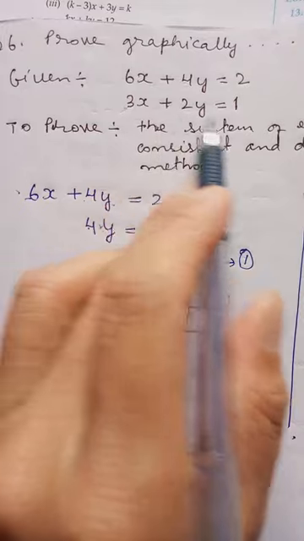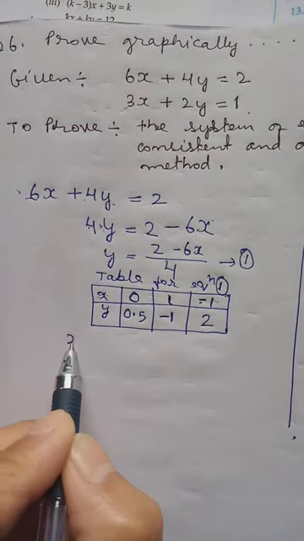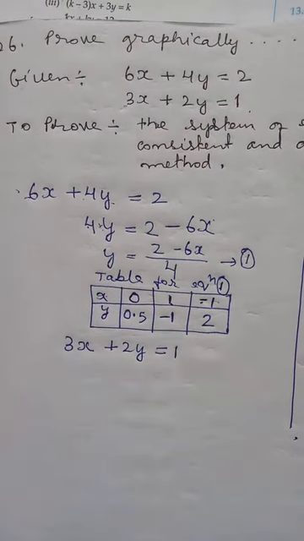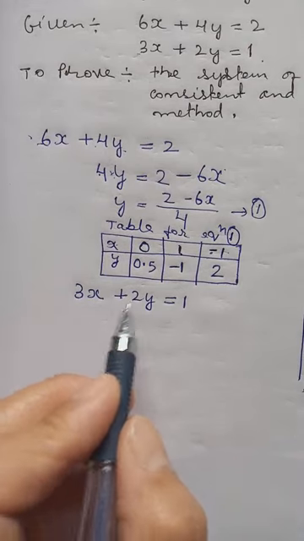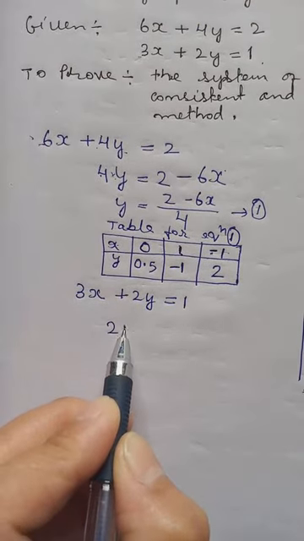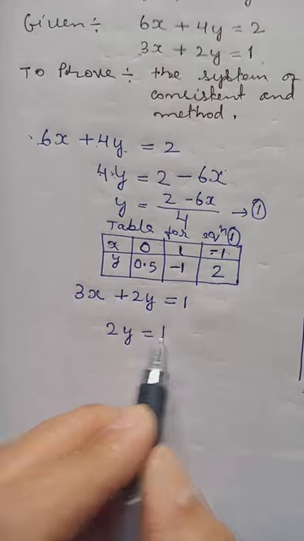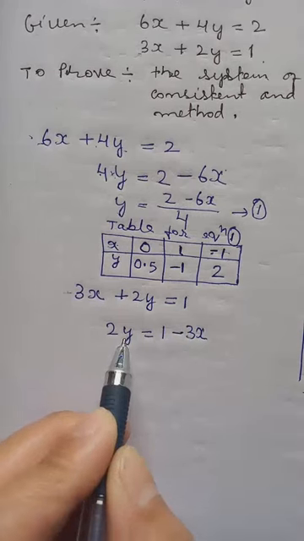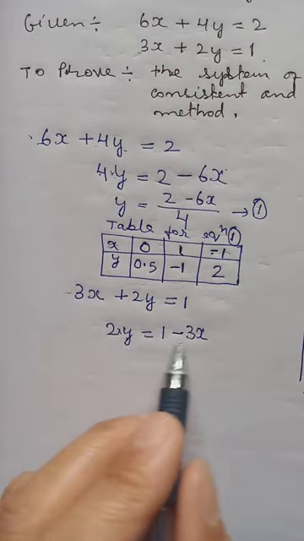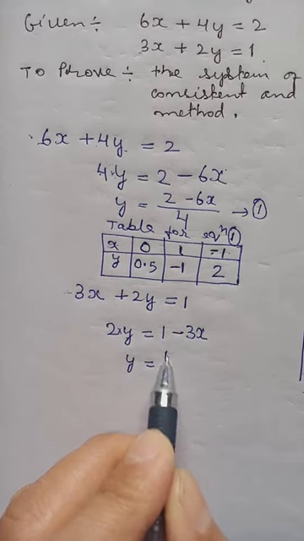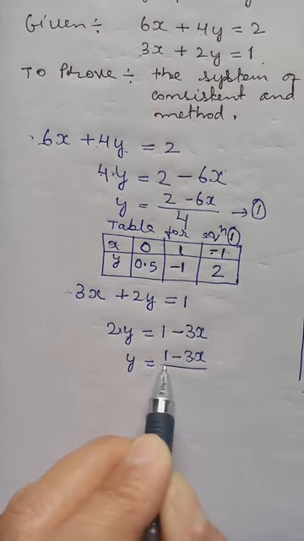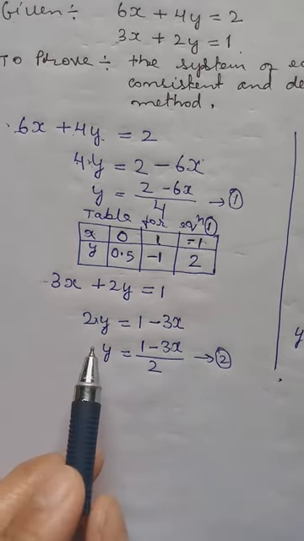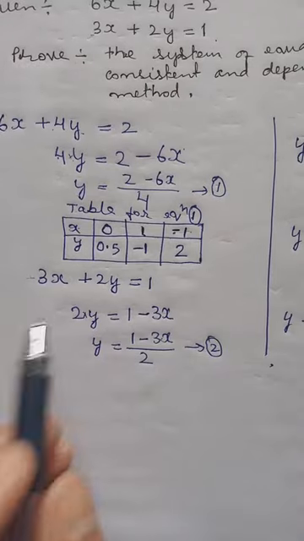We will check now equation 2. We have 3x plus 2y equal to 1. The same way, first of all, we'll separate x and y. This is plus, so I will leave it here. Then 1. This is plus sign, take it to that side, it becomes minus. I want only y. So here we have multiplication; if I take it to that side, it will become divide. y equals 1 minus 3x by 2. When y is left alone, it becomes equation 2.